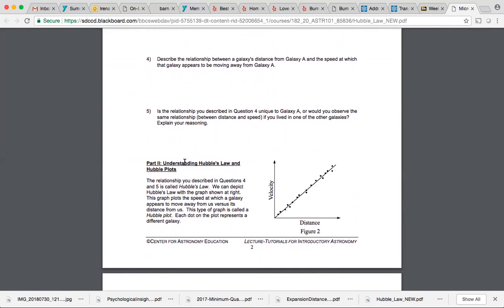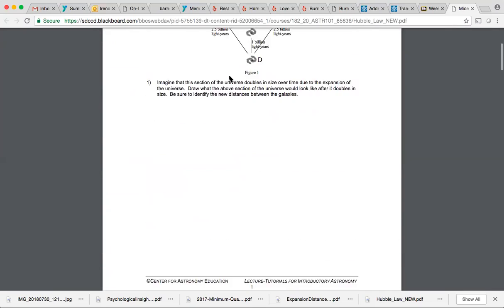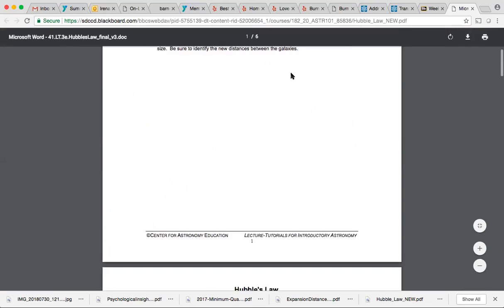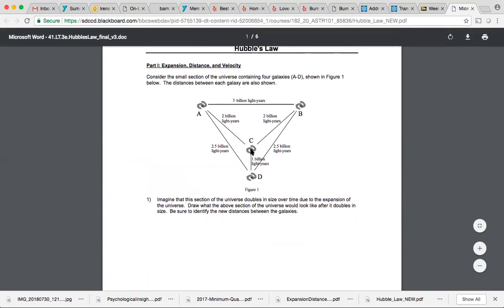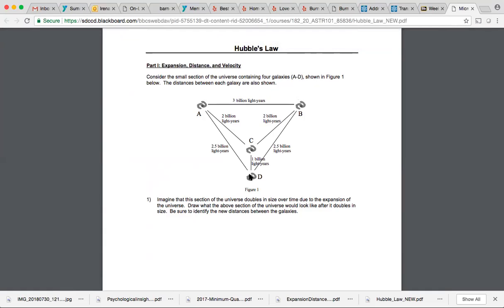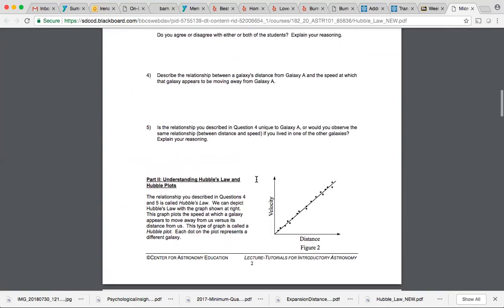They all would observe the expansion of the universe the same. So they would all observe exactly the same relationship, which is basically that the further out they are, the faster they're moving. You can do the same thing: put yourself in galaxy C, and looking from there, you would see that galaxies A and B would be moving faster away from you than galaxy D. Yep. So that's basically what it means. They would all observe exactly the same.